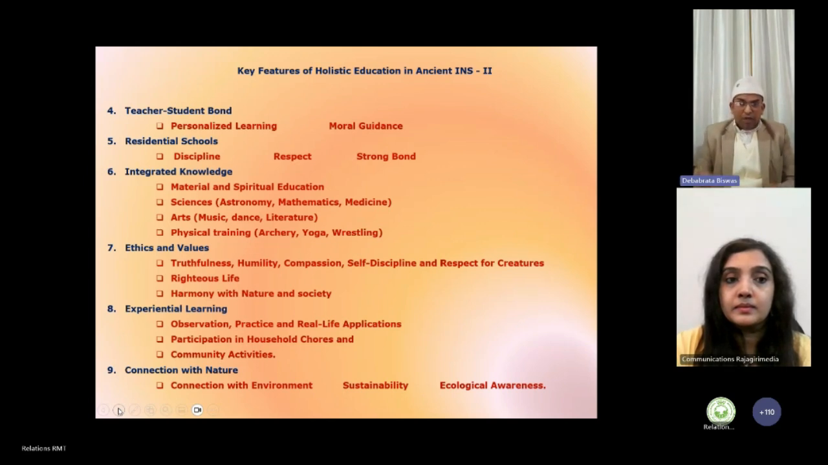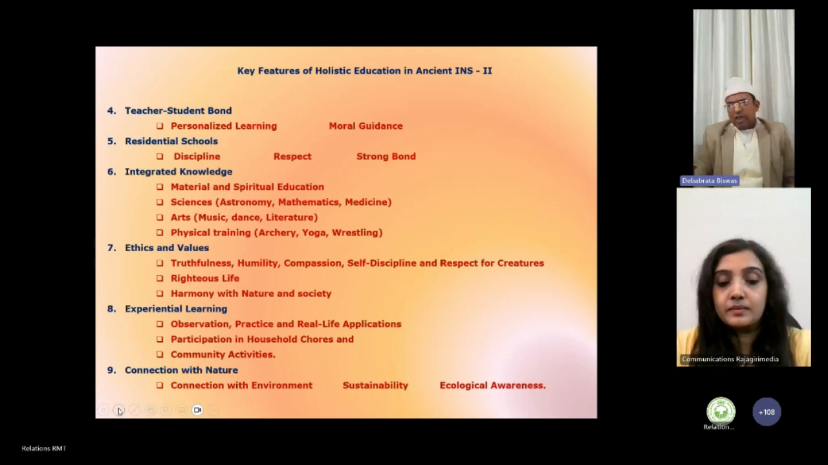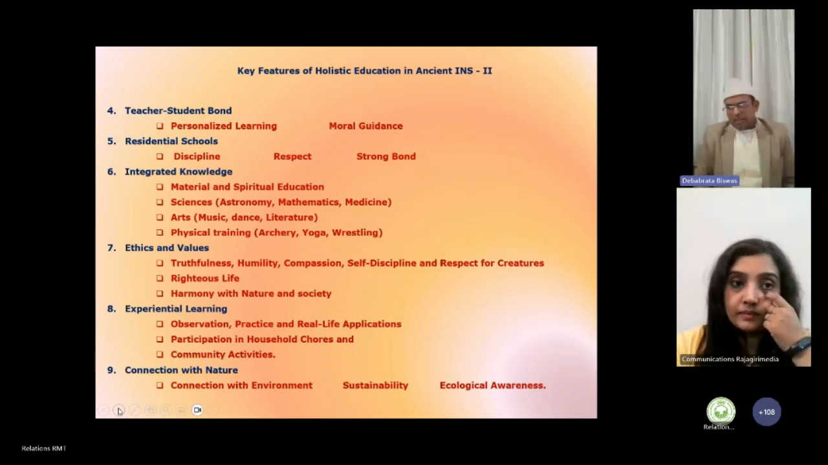Here I have given just a few examples. We know that Lord Krishna learned 64 arts, 64 kalas in 64 days, which includes everything: dancing, sculpture, painting, every skill that is required to survive and to serve. Ethical values, truthfulness, humility, compassion, and the qualities are never ending. There's an ocean. Experiential learning, observation, practice, and real life application.